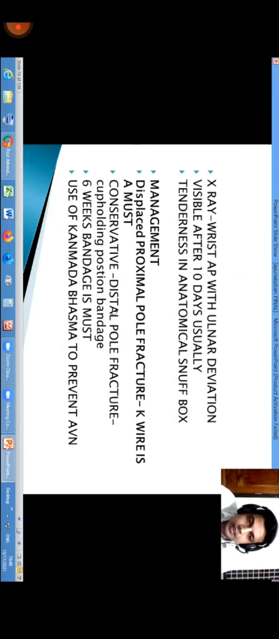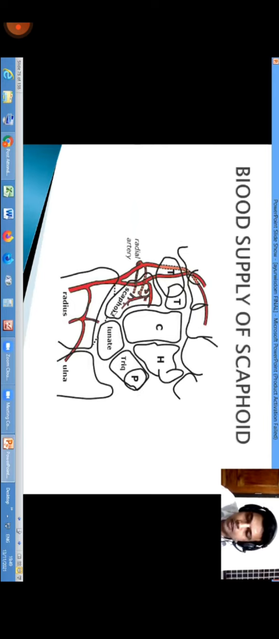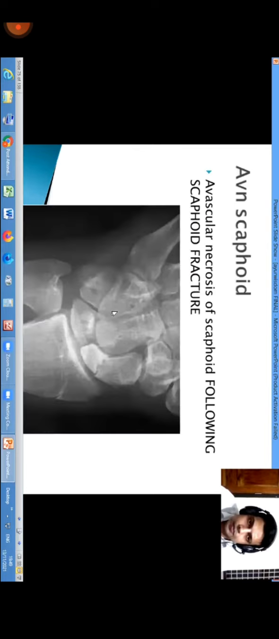While bandaging, we should do it in a cup holding position. This type of cup holding position is given for a scaphoid fracture. And use Kamadudha Rasa to prevent avascular necrosis. Kamadudha Rasa is found very useful in preventing avascular necrosis. If a fracture is happening in the scaphoid, we should prescribe Kamadudha Rasa to the patient. Kamadudha Rasa capsule is available, and 2 BD dose is enough.